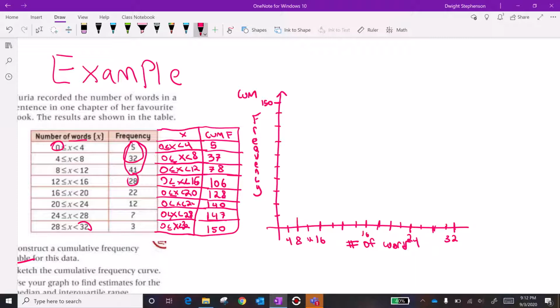I'm gonna have to go higher. Oops. 110, 20, 30, 40, 50.